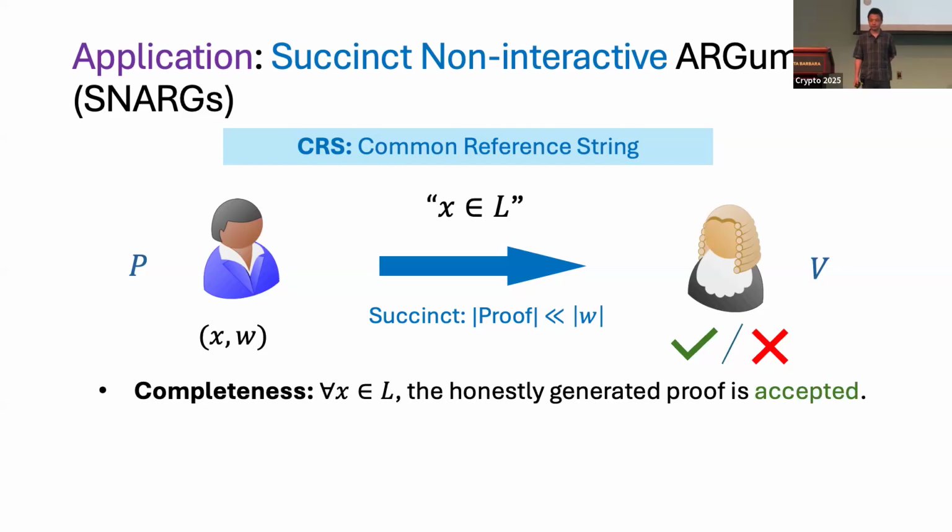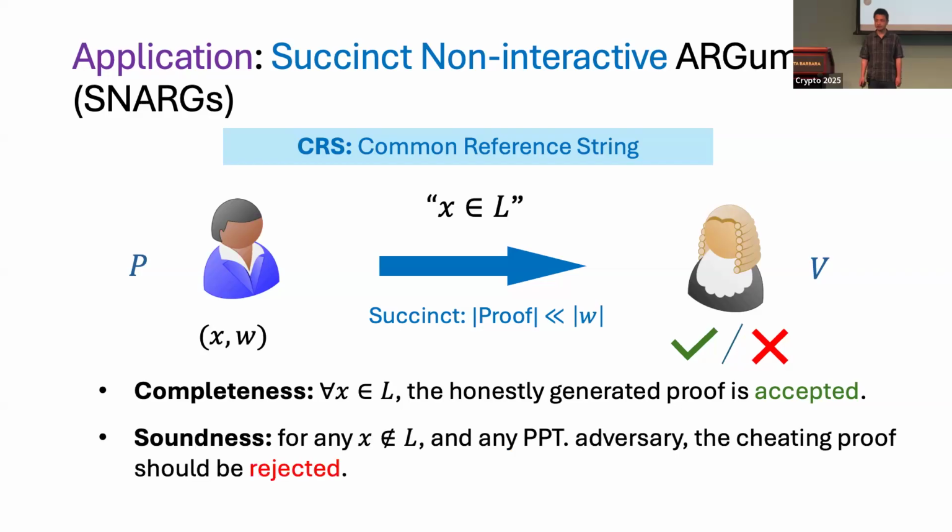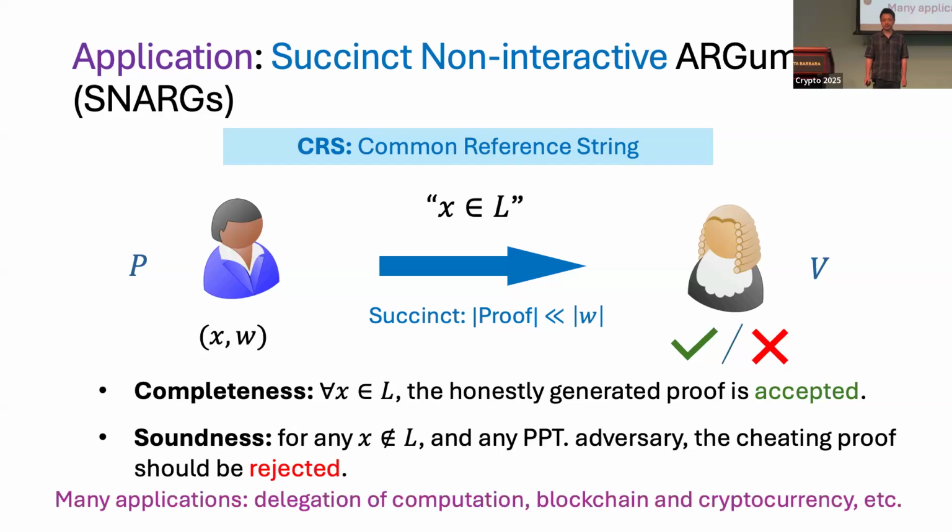And we require the following two properties about these SNARKs. The first property is completeness. It says that for any instance x that is in this language L, the honestly generated proof should always be accepted. And the soundness says that for any instance x that is not in the language, for any efficiently computable proof, it should always be rejected. So these SNARKs also have many applications in cryptography, such as the delegation of computation. They have also been implemented in blockchain and cryptocurrencies, such as secure rollups.